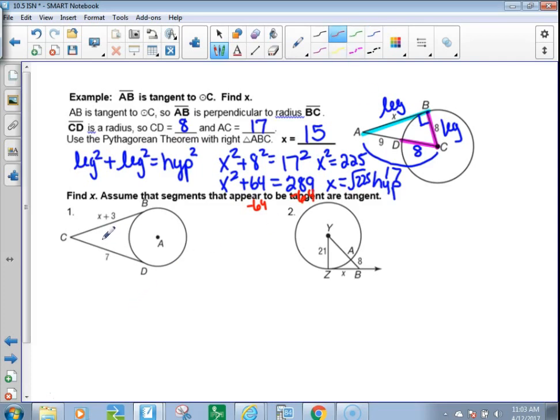All right, the property we will use on this is that if you have a common exterior point and two tangents are drawn from that point, then those two tangents must be congruent. So these are equal in length. So real simple for this one, x plus 3 equals 7. Subtract 3 from both sides and we get x is equal to 4.